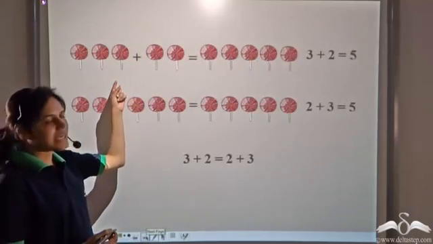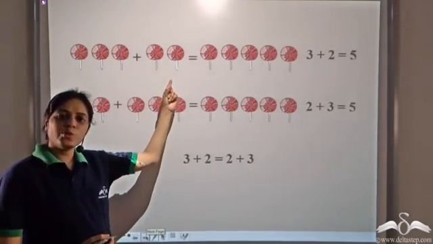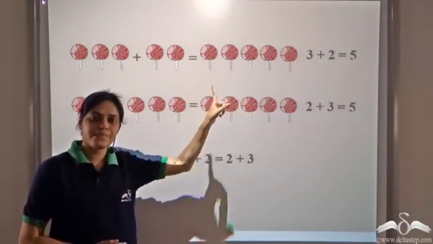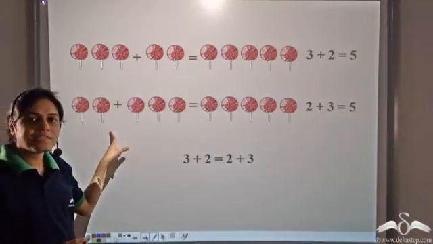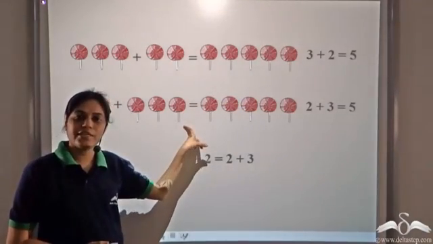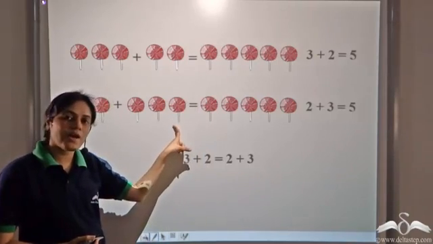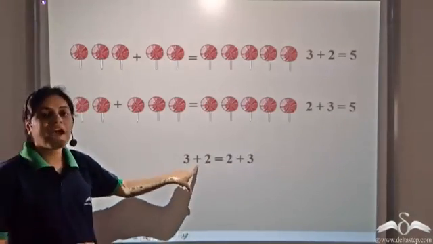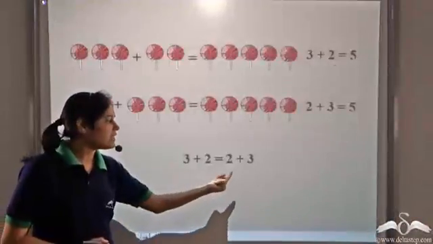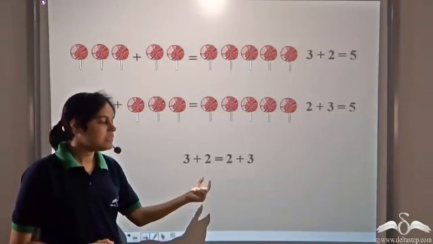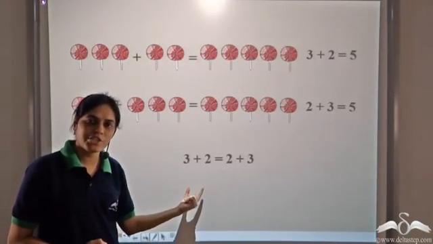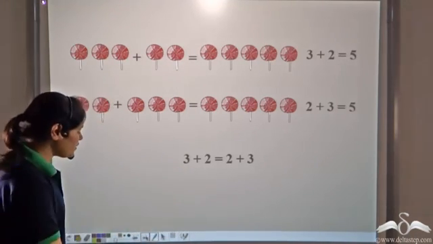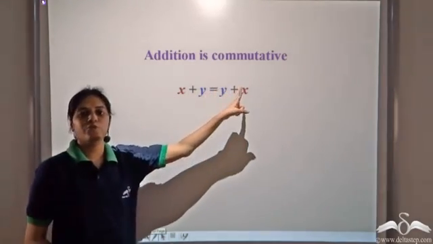Suppose you have 3 candies and I give you 2 more candies. How many candies will you have? You'll have 5 candies. But if you have 2 candies and I give you 3 more candies, then how many candies will you have? Again you will have 5 candies. So whether we add 2 to 3 or we add 3 to 2, it does not matter. We get the same answer 5 in each case. And this is true for any 2 numbers. So we say that addition is commutative.